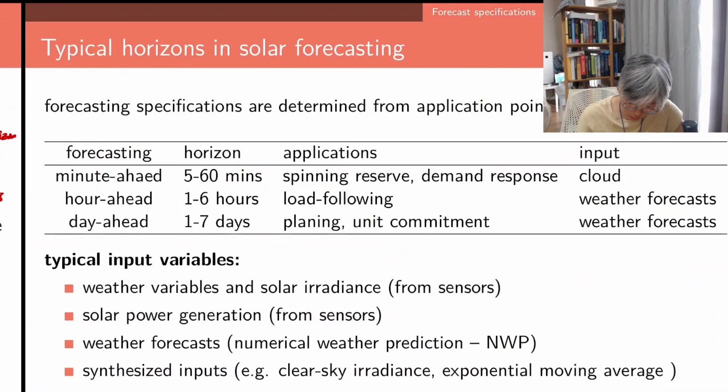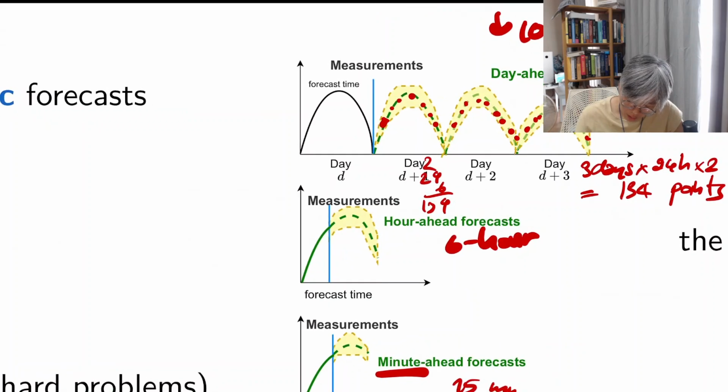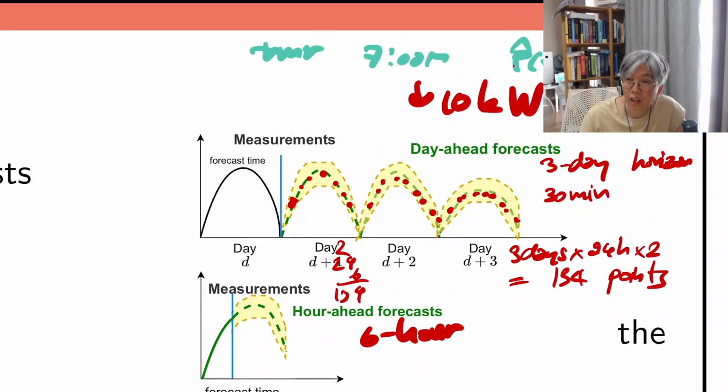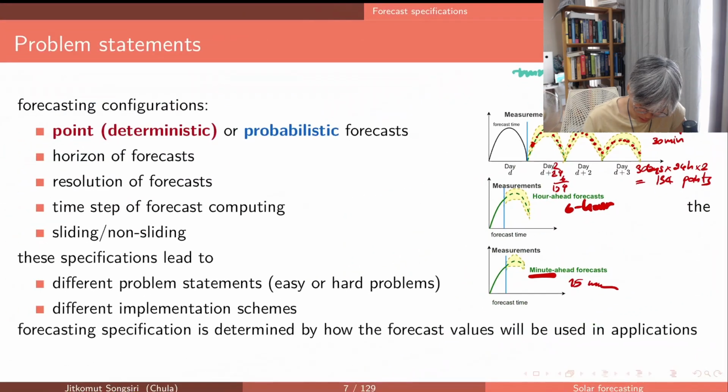If your model needs to release forecast values at a resolution of 30 minutes, people may pick, maybe I update the forecast value every 30 minutes, but it doesn't have to be that way. For example, for a day ahead forecast, people can choose to perform the forecast just once every day. So the time step of forecast computing would be 24 hours.